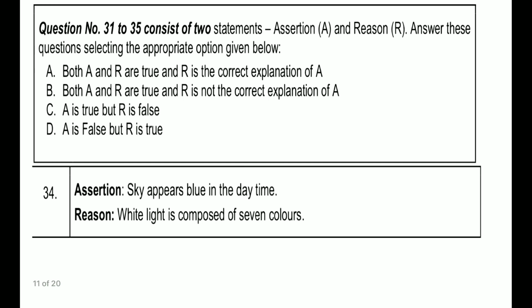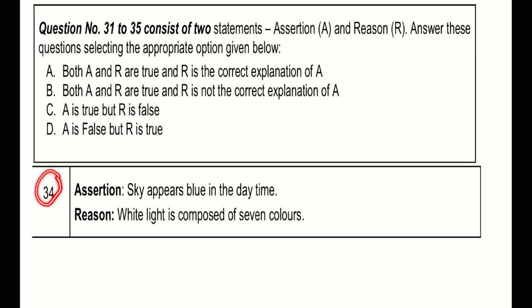This is an assertion and reason question. Questions number 31 to 35 consist of two statements, assertion and reason. Answer these questions by selecting the appropriate option given below. So you have 4 options. Both A and R are true, and R is the correct explanation of A. Both A and R are true, and R is not the correct explanation of A. A is true, but R is false, and A is false, but R is true.